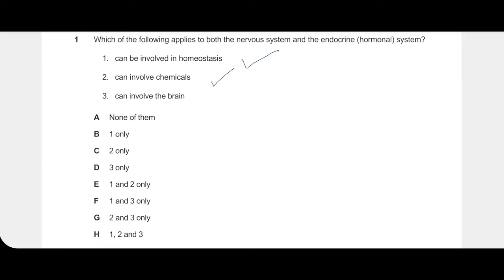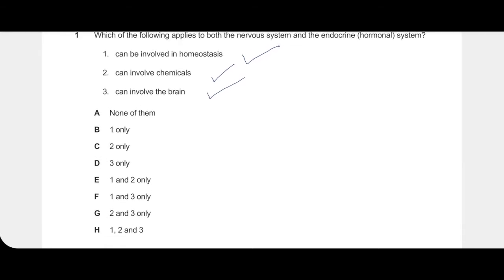Statement number 3, it can involve the brain. That is correct. This statement is true because the brain is made up of neurons and is part of the central nervous system. And also, there are many parts of the brain, such as the pituitary gland, that secrete different hormones. So, 3 is correct. Therefore, the answer to 1 is H. That's question number 1 completed.